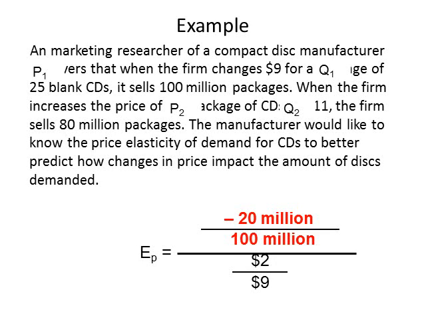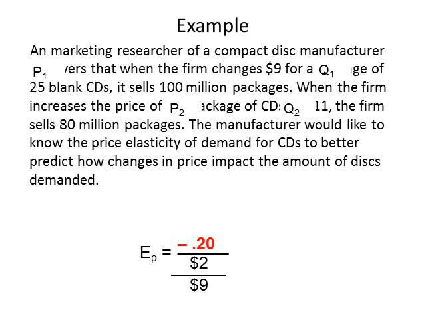Next, divide the difference between Q2 and Q1, minus 20 million in this example, by Q1, 100 million in this example. The division is replaced by minus 20 in the numerator, or the number on the top.